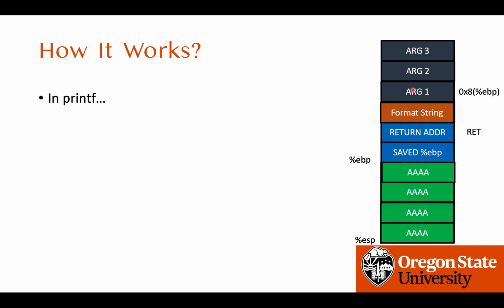Suppose we make the following function call, printf with %d and 1. In this case, the first argument, the format string, is %d, and the second argument is 1. Internally, when printf emits a %d, it will increase the argument index and then fetch 1 from here.